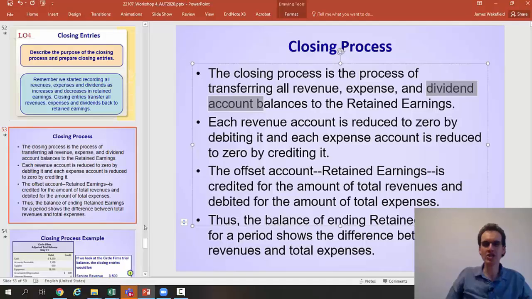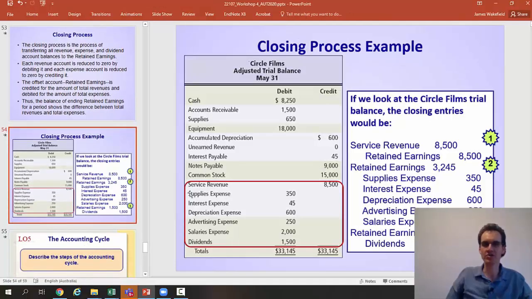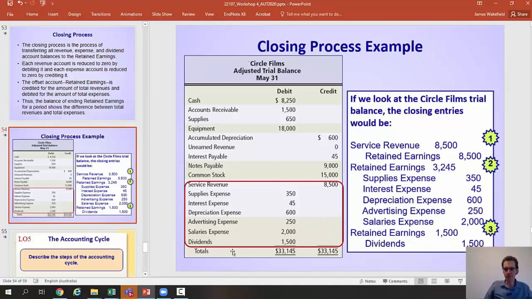So how do we actually do it? Well, this is the closing process. The box that I have here, the numbers and the accounts which this box is around, relates to the accounts that we want to close off and 0 out so we can start counting again for the following period. So notice there that service revenue has a balance of $8,500 at the end of the period, and we have all these expense accounts and the dividend account down the bottom here. How do you clear them out?